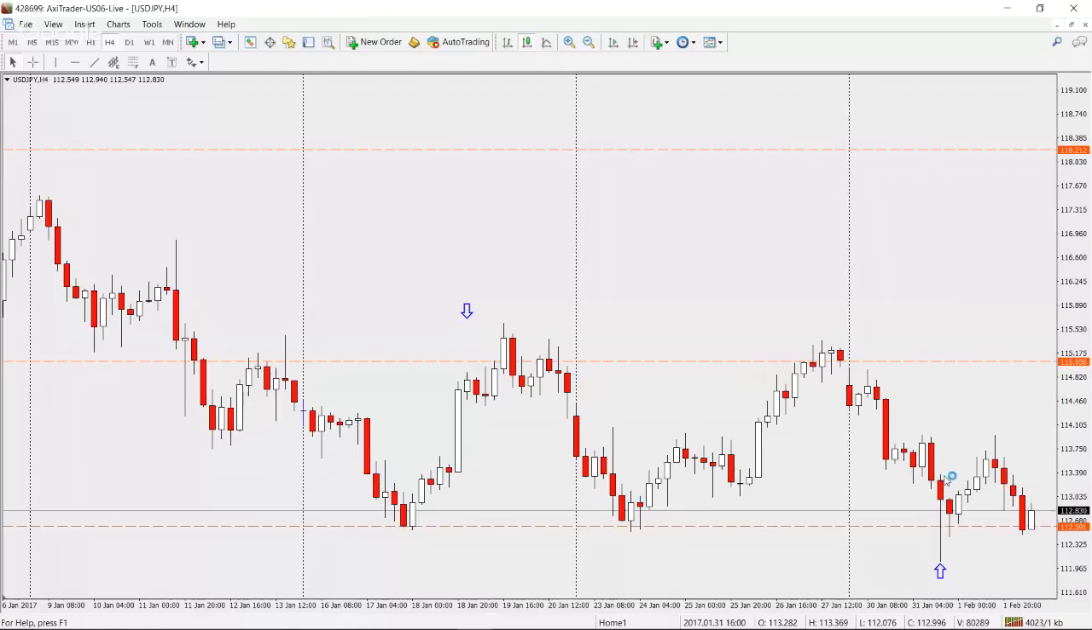Something like this, especially if the next candle traded higher than the high, especially if the close was higher and was inside the previous candle's range. This would be a really nice bullish kangaroo tail.